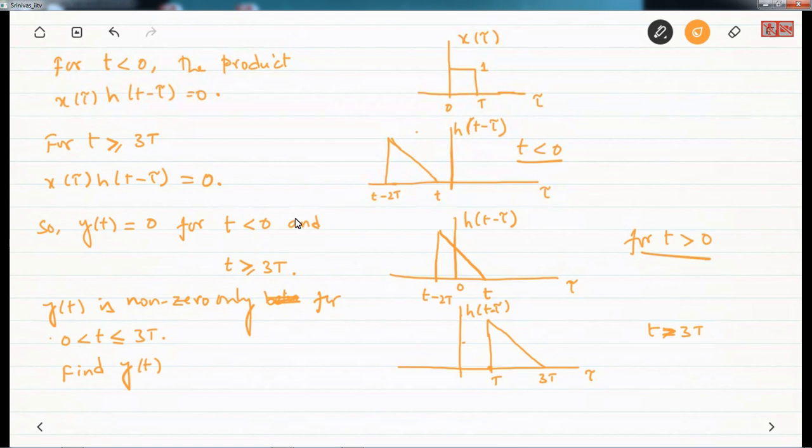Now I'm leaving this. So we have shown that y of t is 0 for t less than 0 and y of t is 0 for t greater than or equal to 3t, and in between 0 to 3t you will have some y of t, and you can solve that y of t. See, you have to shift this from time to time and then evaluate this product and then integrate it. So you can do this example as a homework problem.